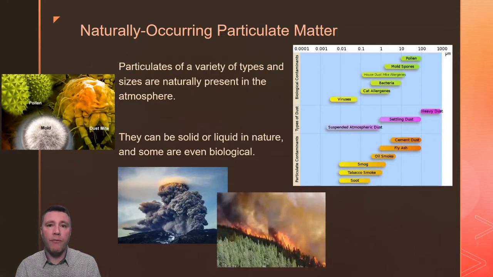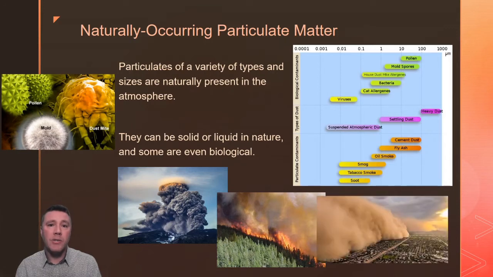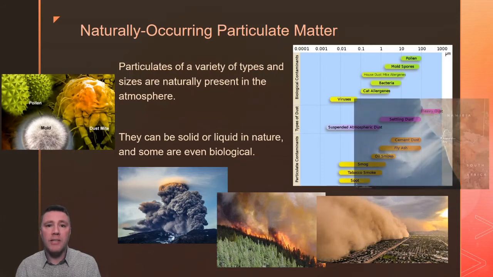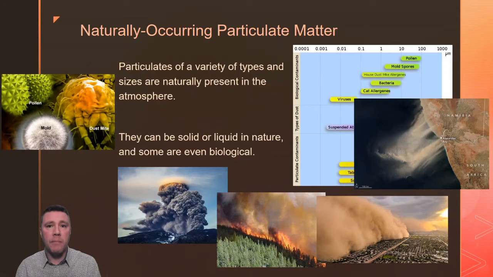Volcanic eruptions and forest fires are a couple of the leading sources of naturally occurring pollutants. Severe weather events can lead to massive amounts of particulates being picked up and transported, such as this dust storm in Phoenix, Arizona. They can even become so large that satellites in orbit can observe them, like this one off the coast of Namibia and South Africa.